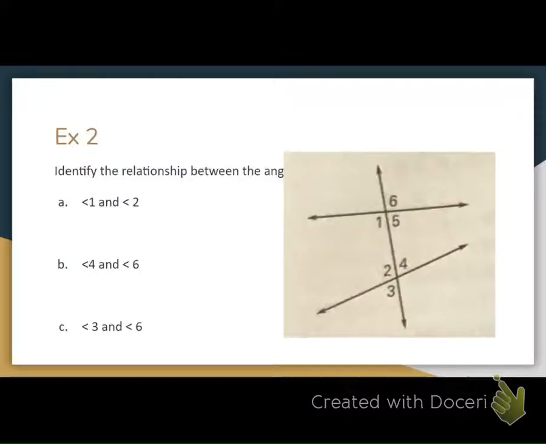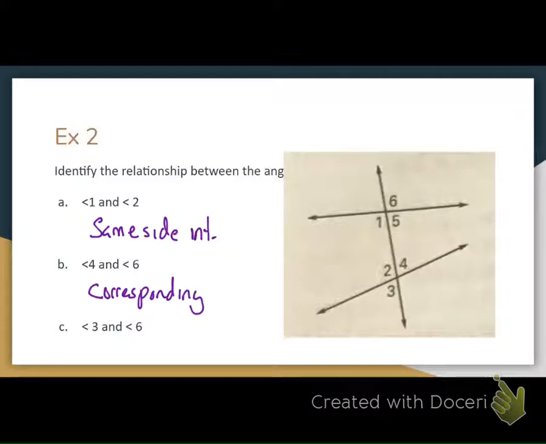So first one up is we are identifying the relationship between the angles, angle 1 and angle 2. What's the relationship between these two? Same side interior. She is correct. Same side interior, both inside the lines, both on the same side of the transversal. Next up, what's the relationship between 6 and 4? Yep, she's correct. They're corresponding.